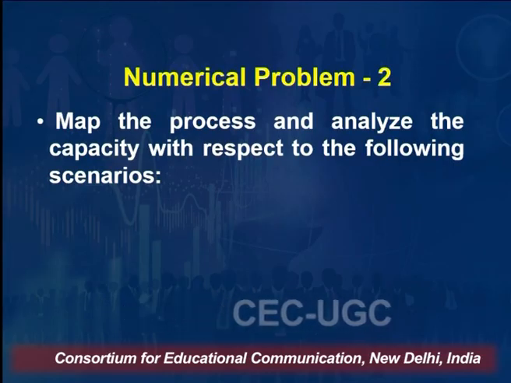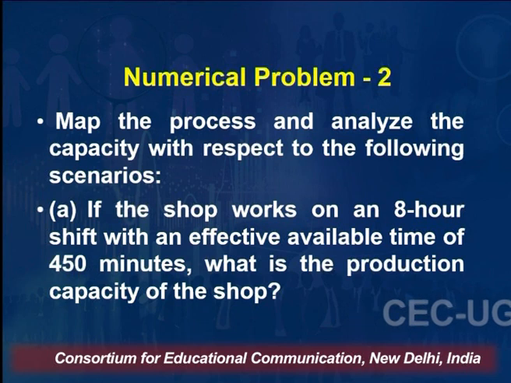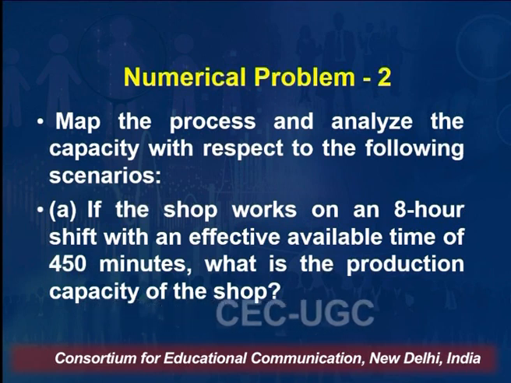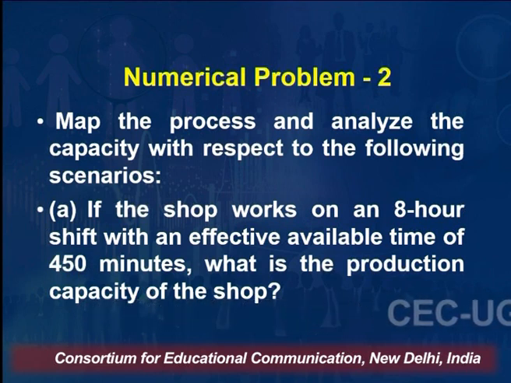So what is the question? What do we have to calculate? The question says you have to map the process and analyze the capacity with respect to the following scenarios. Number 1, if the shop works on an 8-hour shift with an effective available time of 450 minutes, what is the production capacity of the shop? We have to calculate the production capacity of the shop.